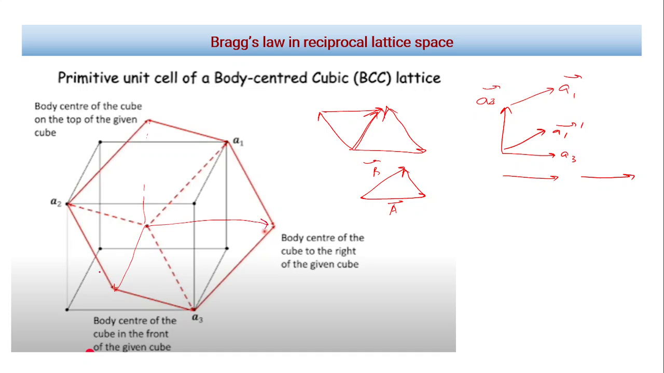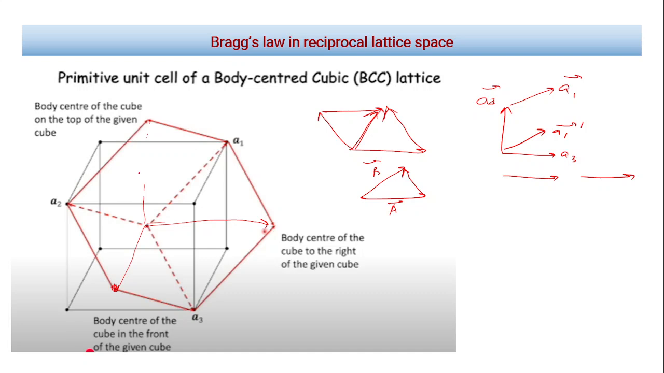But anyway, when we draw this or take the resultant of these two joined, then we get the location of another atom. This will be the body center of the cube in the front. In a similar way, when we take the resultant of this, it will be the location of the body center of the cube on the right of the already given cube.